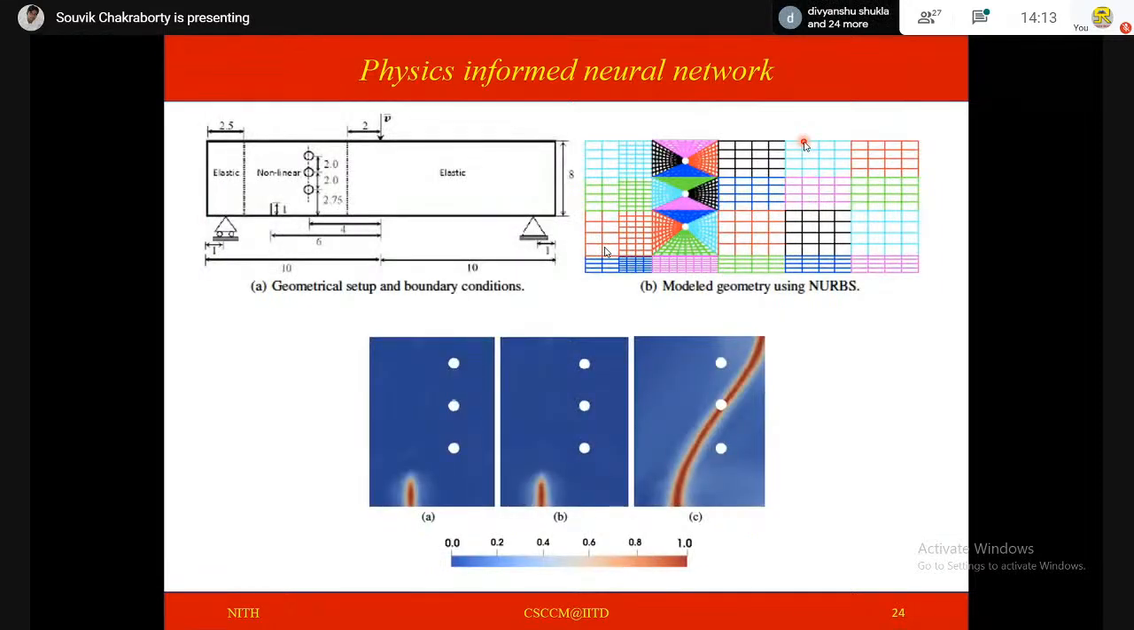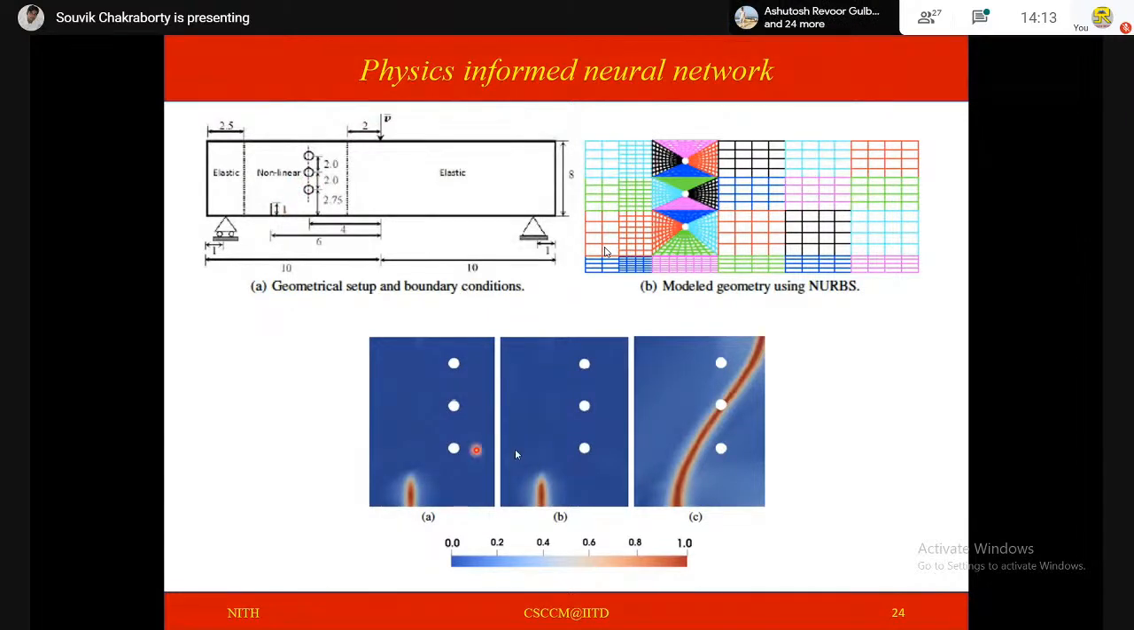And we used it for solving different types of problems, fracture mechanics problems. I'm going to show you two of them. So the first one is again a canonical problem. This is a beam with 3 holes that you see here. This portion is actually nonlinear, and then this is elastic and this is elastic. And then there is a crack here. You keep on increasing this load V, and then how will this fracture path propagate?